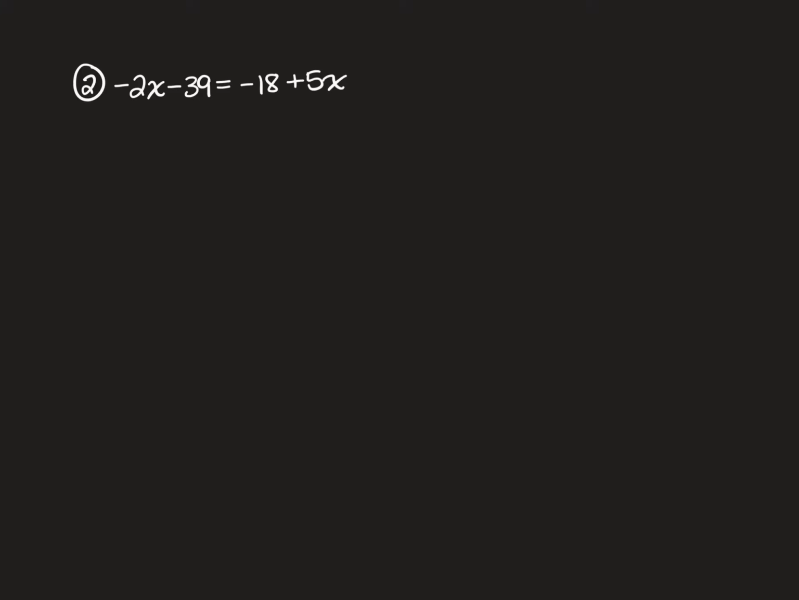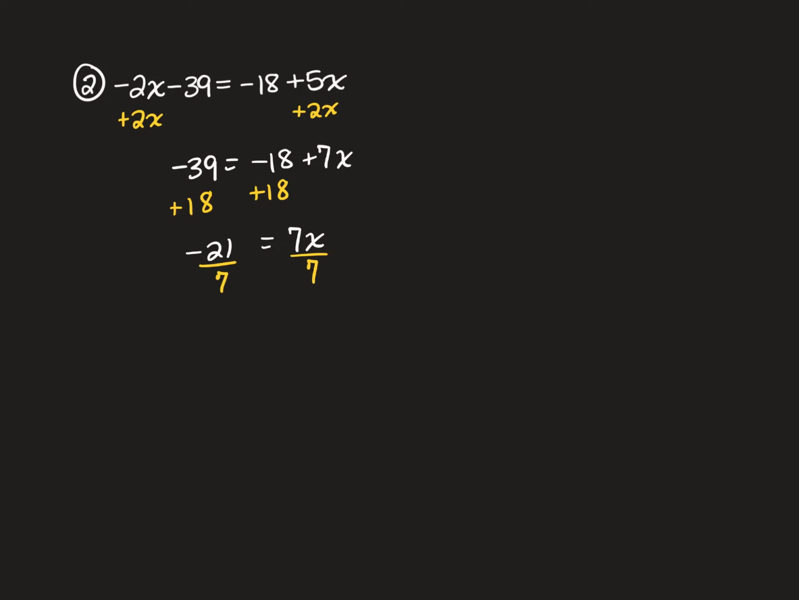Okay, next up, number 2. So I had a few people ask about this, and I'm not sure if maybe you just made a mistake with your sign somewhere, but I would start by adding 2x to both sides, and then that would be negative 39 equals negative 18 plus 7x. Add 18 to both sides, and that's going to be negative 21 equals 7x, and then divide both sides by 7. So somewhere along the line, if you did ask about this one, I'm guessing it's just a mistake with a sign somewhere, or you added 2 numbers together and just wrote down the wrong answer there.